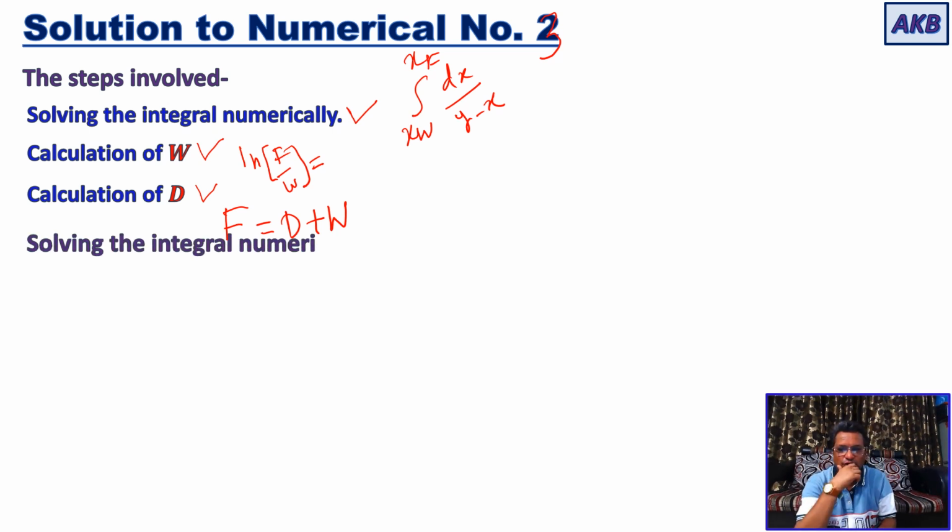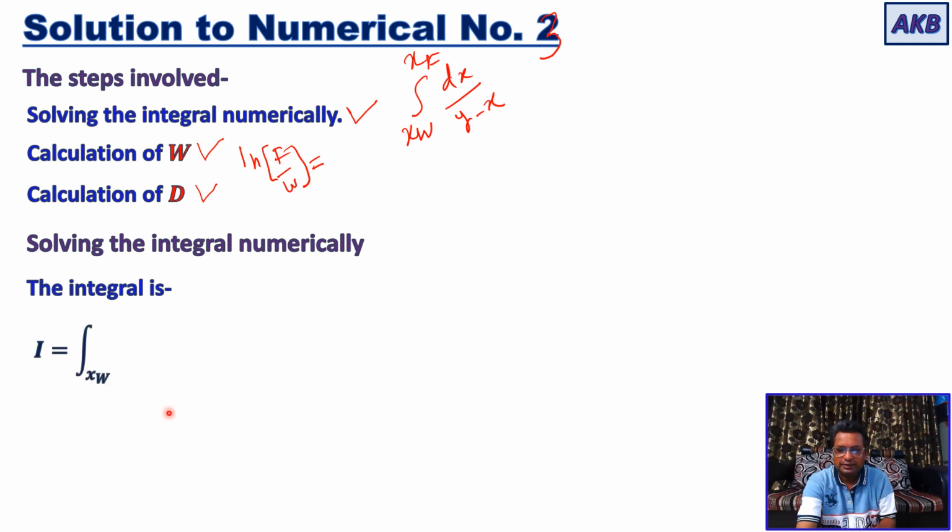Okay, so let us follow the first step. Let us go step by step. First step is we are supposed to solve the integral numerically. So let us do that. So I just told you how we are going to do that. We are going to use trapezoidal rule for solving the integral. Okay. Now the integral is I is equal to integration from xw to xf dx upon y minus x.